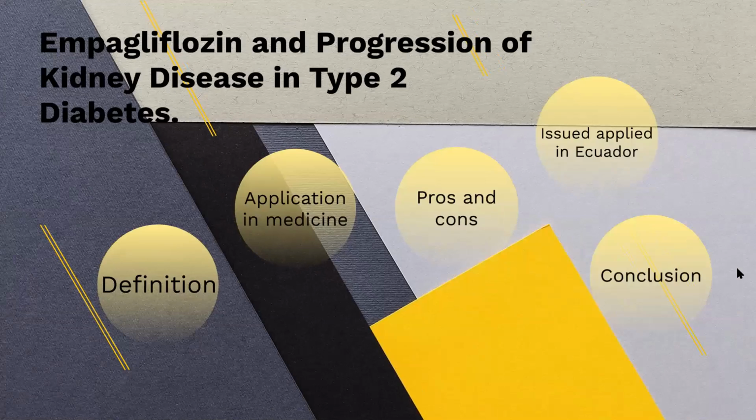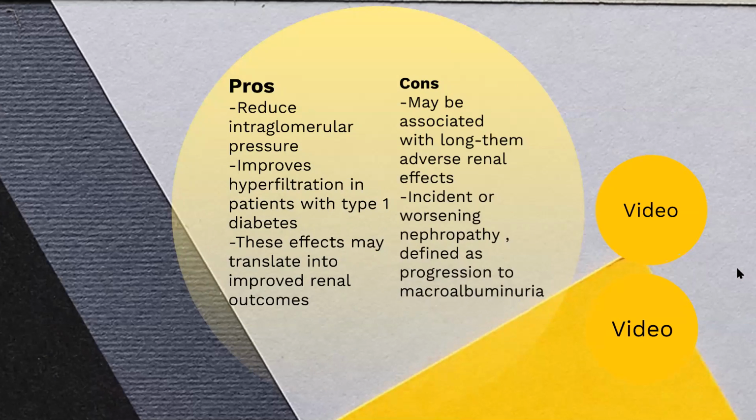Pros and cons. Pros. Reduce intraglomerular pressure. Improves hyperfiltration in patients with type 1 diabetes. These effects may translate into improved renal outcomes. Cons. May be associated with long-term adverse renal effects. Incident or worsening nephropathy defined as progression to macroalbuminuria.